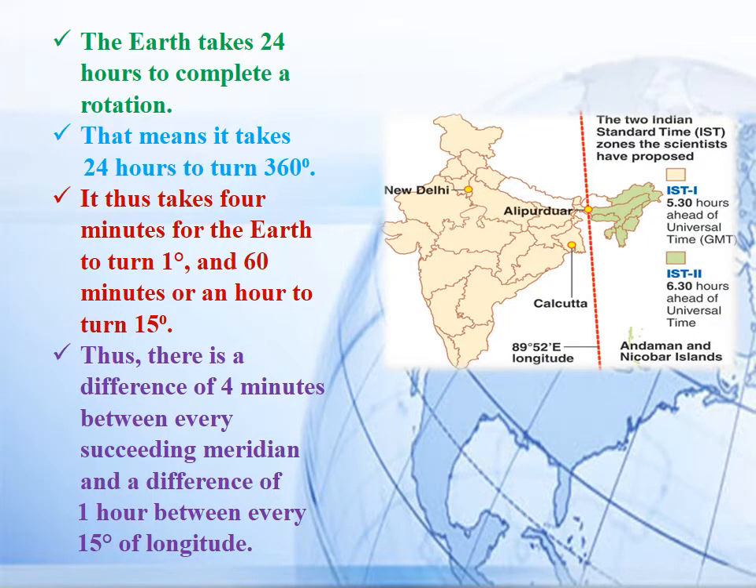The earth takes 24 hours to complete a rotation. That means it takes 24 hours to turn 360 degrees. It thus takes 4 minutes for the earth to turn 1 degree and 60 minutes, or an hour, to turn 15 degrees. Thus, there is a difference of 4 minutes between every succeeding meridian and a difference of 1 hour between every 15 degrees of longitude.